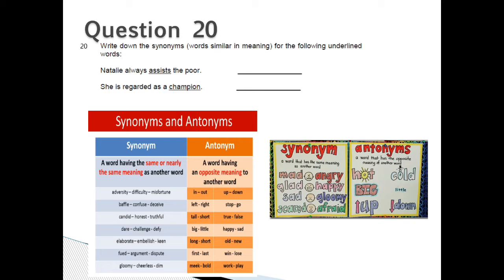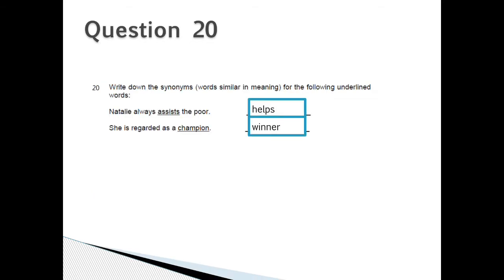The opposites would be like in and out, left and right, tall and short, big and little, long and short, fast and last, first and last, meek and bold, up and down, stop and go, true and false, happy and sad, old and new, win and lose, work and play. Other examples of synonyms would be like mad and angry, glad and happy, sad and gloomy, scared and afraid. And your antonyms would be things like hot or cold, big and little, up and down. Write the words that are similar. So assists is helps and champion is winner.